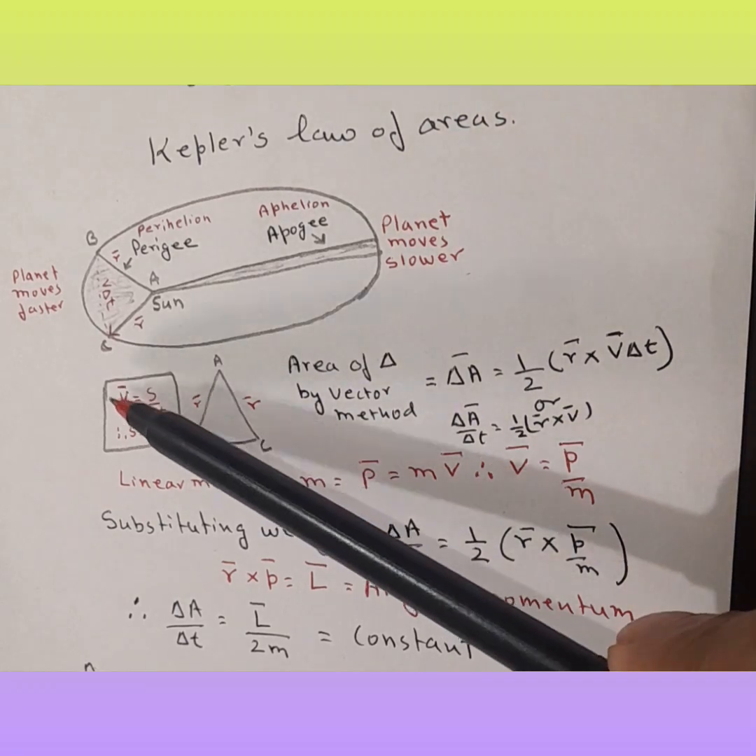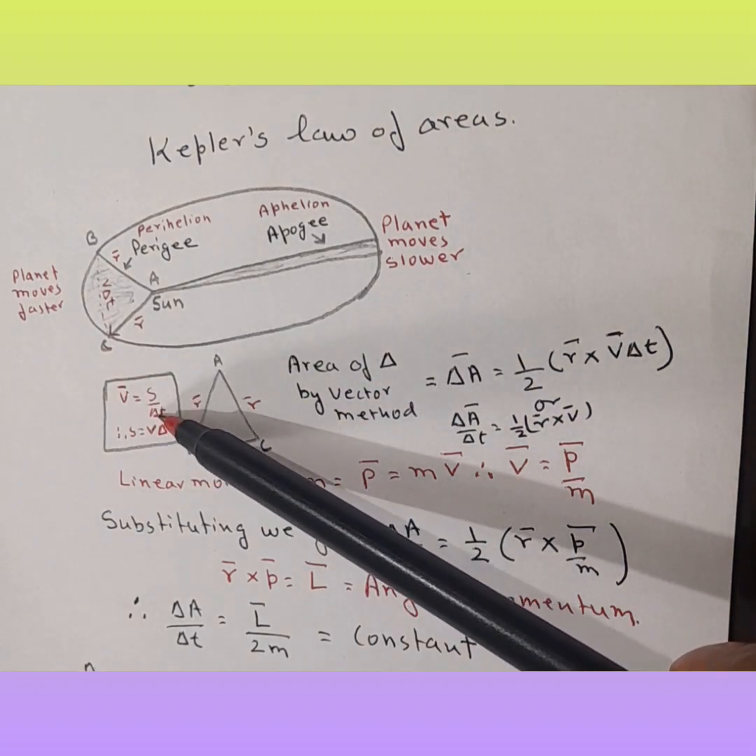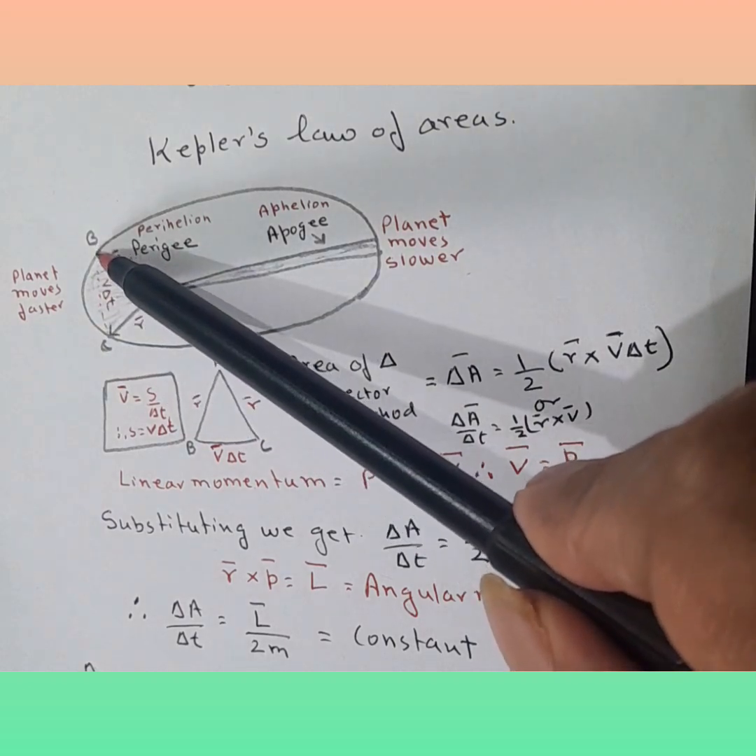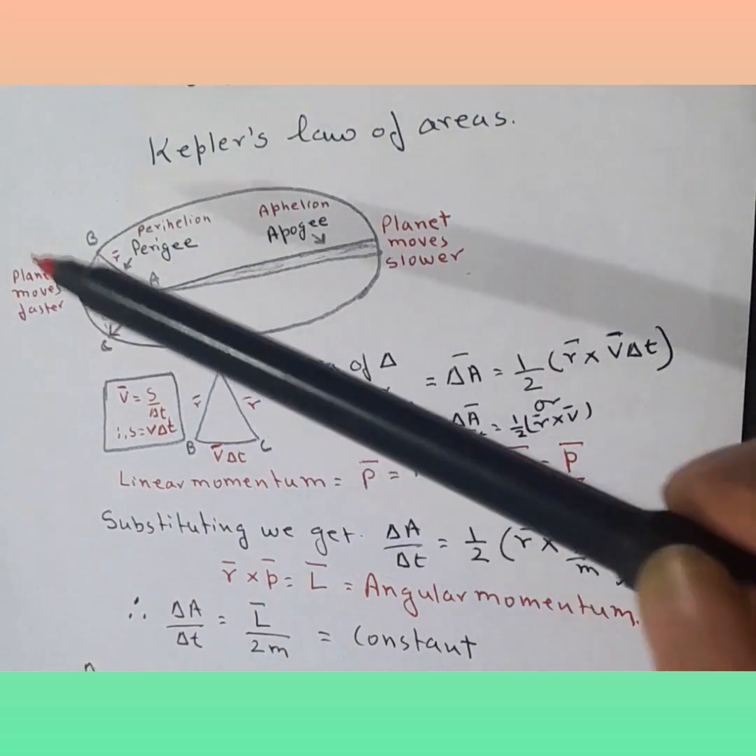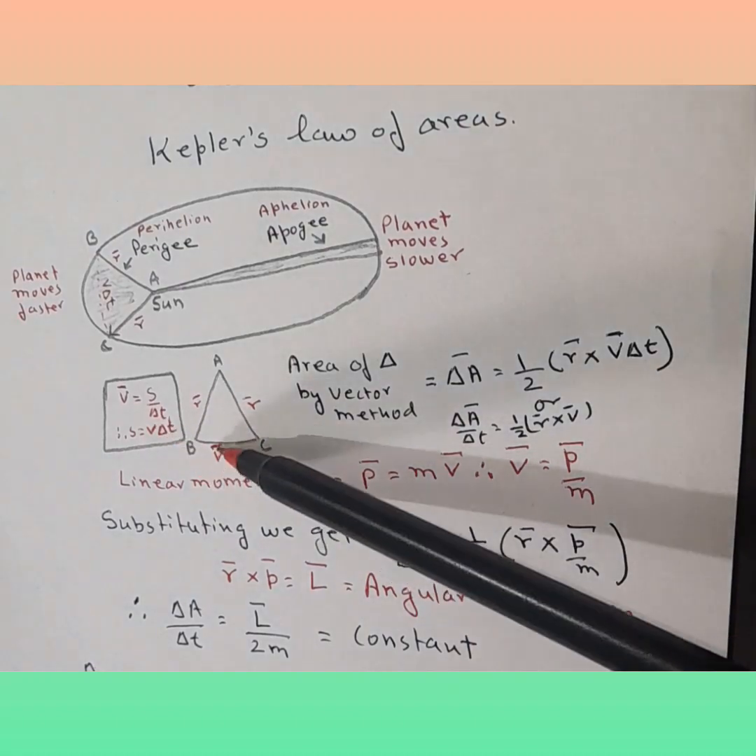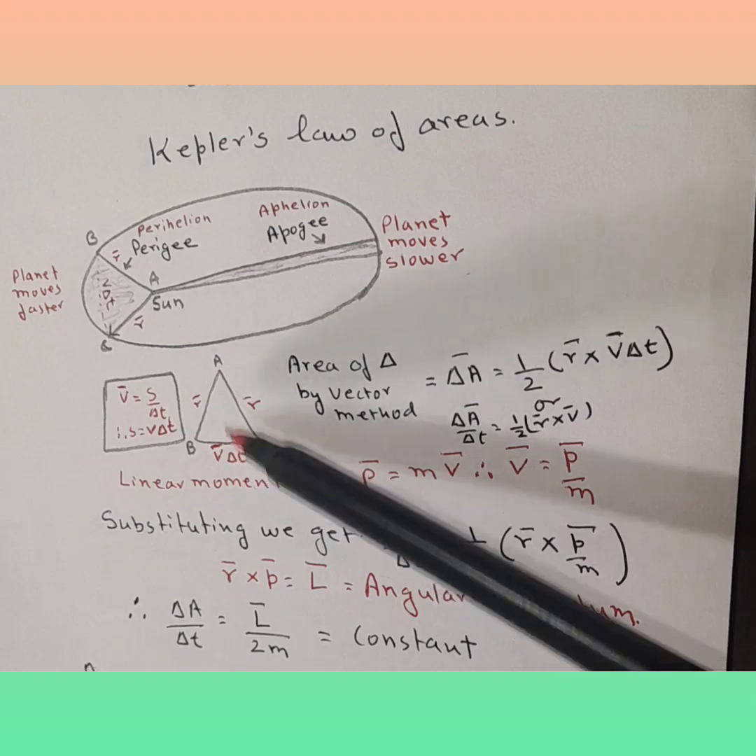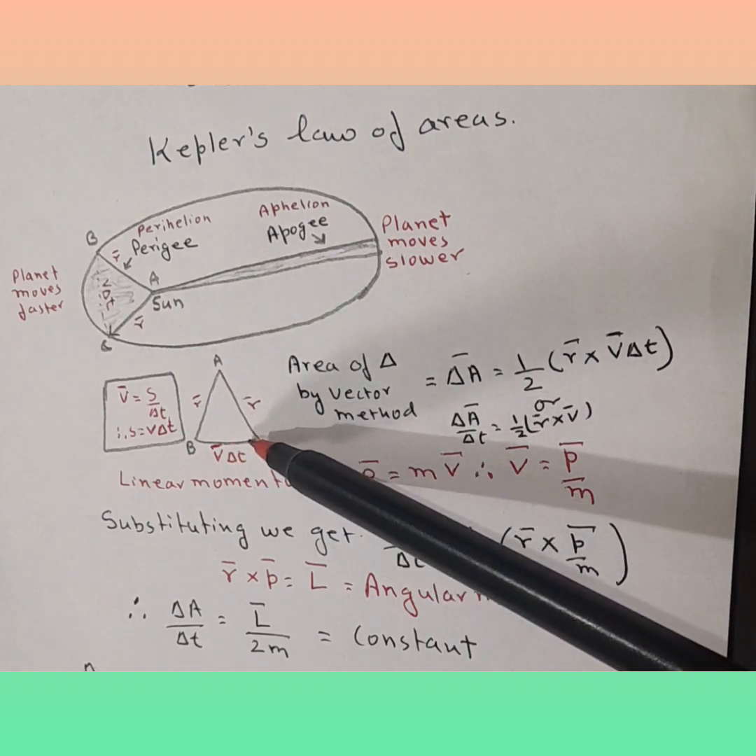Why V del T? Because we know vector V is equal to distance over difference in time. Now why difference in time? At 10 minutes it comes here and then at 15 minutes it goes there. So del T is what? 5 minutes. So that is what is del T. So V del T gives us S. This is vector V del T and this is vector R.